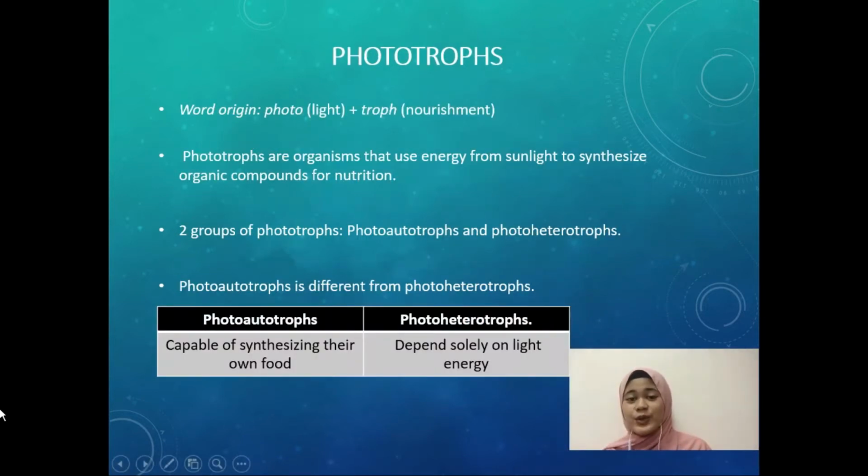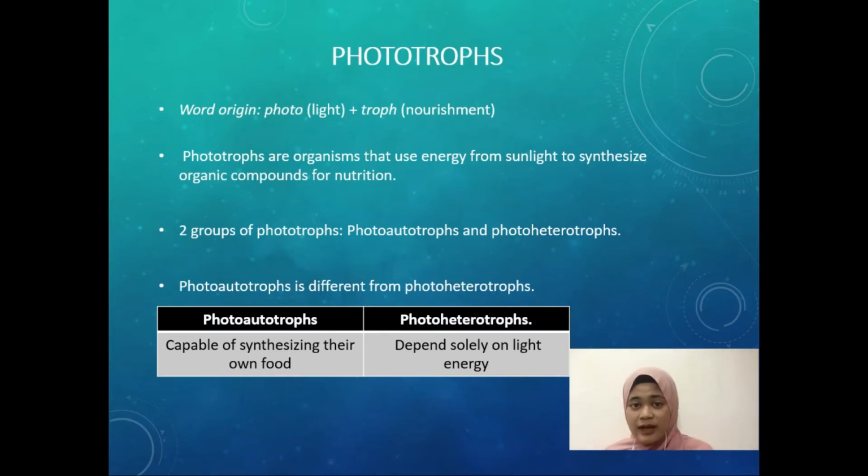Okay, so what is the meaning of phototrophs? The word origin of phototroph comes from two words, photo and troph. Photo means light, while troph means nourishment. So the full meaning of phototrophs is organisms that use energy from sunlight to synthesize organic compounds to use in a metabolic process.